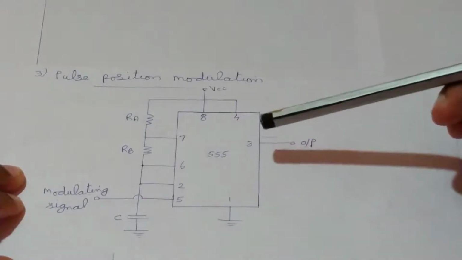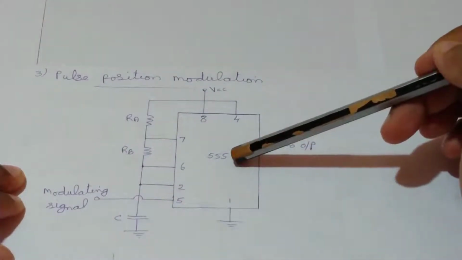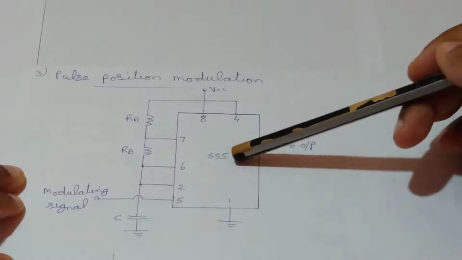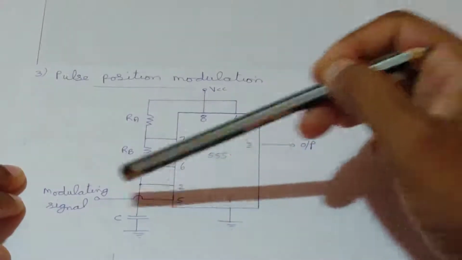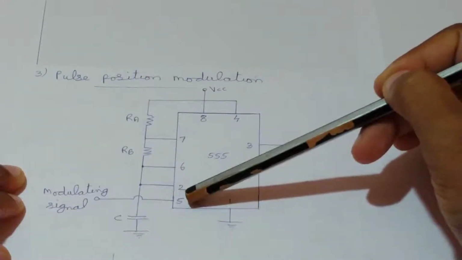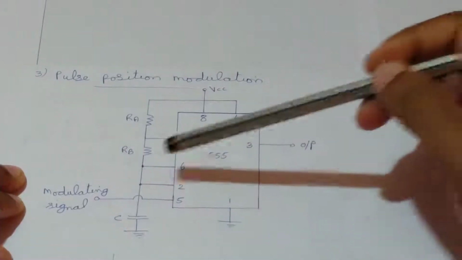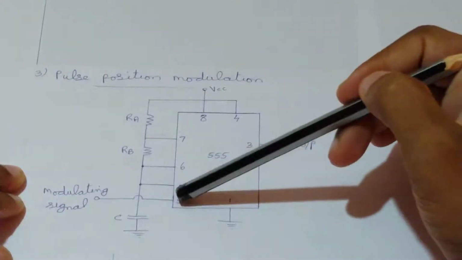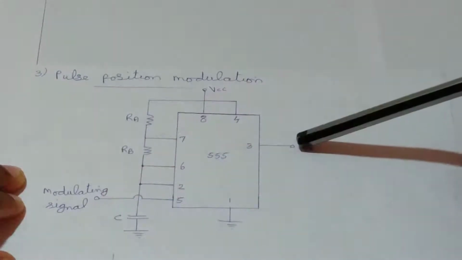Let's now consider the application as pulse position modulator. This is the connection diagram of 555 timer IC as pulse position modulator. When we compare this circuit arrangement with our normal Astable Multivibrator circuit using 555 timer IC, the only difference is that to that fifth pin, the modulating input signal is applied here. In the case of normal Astable Multivibrator circuit, this fifth pin was connected to ground through 0.01 microfarad capacitor. But here, to obtain the pulse position modulator, to that fifth pin, the modulating input signal is applied and all other connections are same.